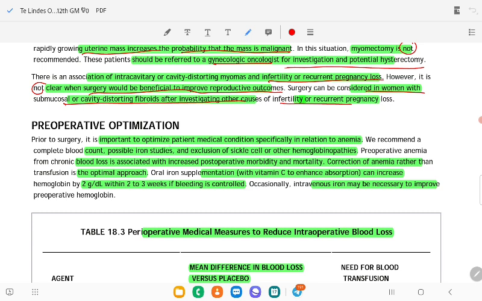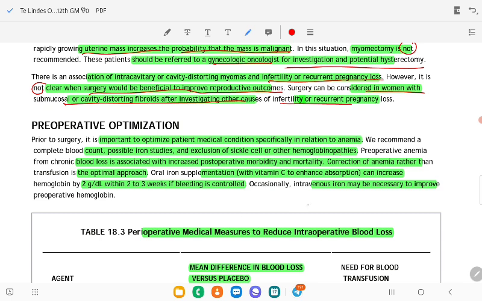Then, how do we do preoperative optimization? Prior to surgery, it is important to optimize the patient's medical condition, specifically in relation to anemia. We recommend a complete blood count, possibly iron studies, and exclusion of sickle cell or other hemoglobinopathy. Preoperative anemia from chronic blood loss is associated with increased postoperative morbidity and mortality, so you should correct the anemia rather than transfuse.